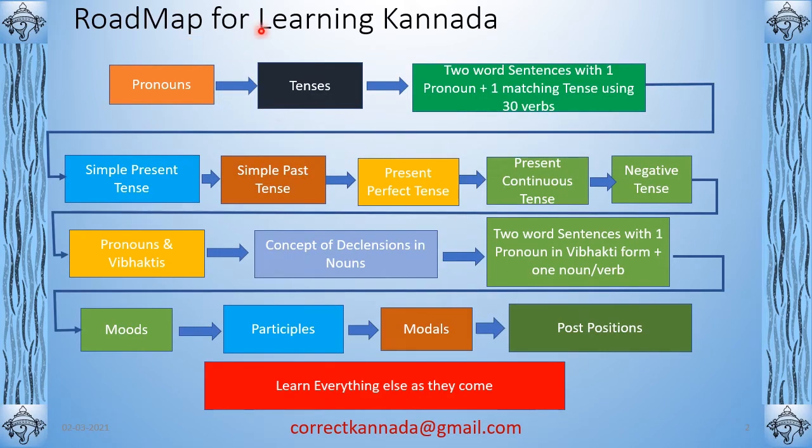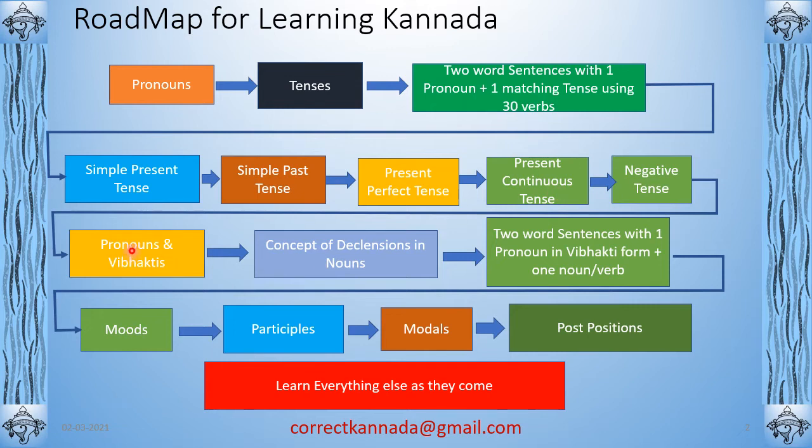Okay, so here is a roadmap for learning Kannada. Okay, so first you learn pronouns, right? Then you learn tenses. Then you start making two-word sentences with one pronoun and one tense, and use 30 verbs, right? 30 most common verbs. Okay, then you learn what is simple present tense, you learn simple past tense, you learn present perfect tense, you learn present continuous tense, and you learn negative tenses. That's all. You don't learn any other tense. These five tenses are the important ones.